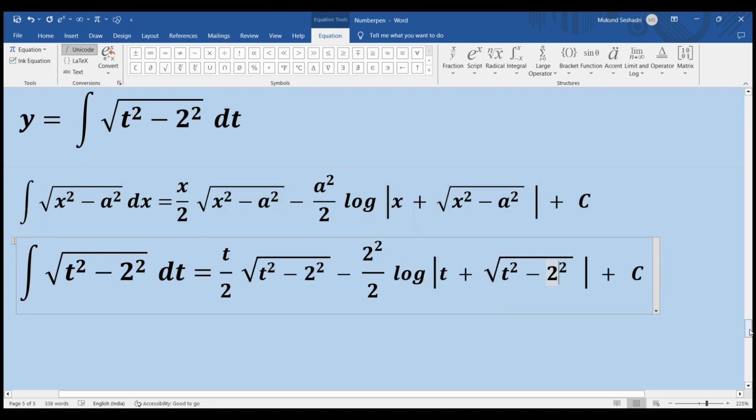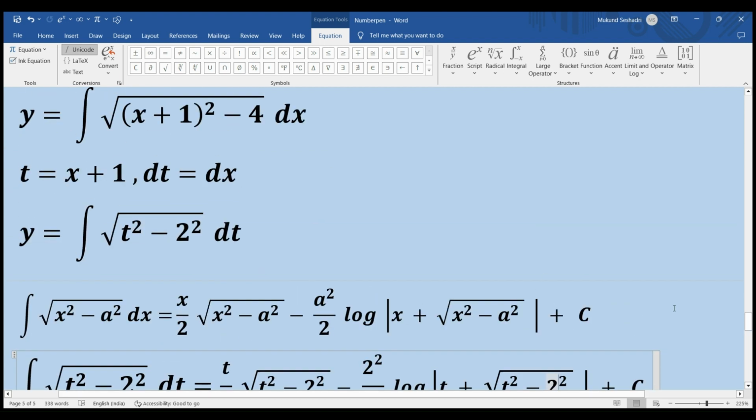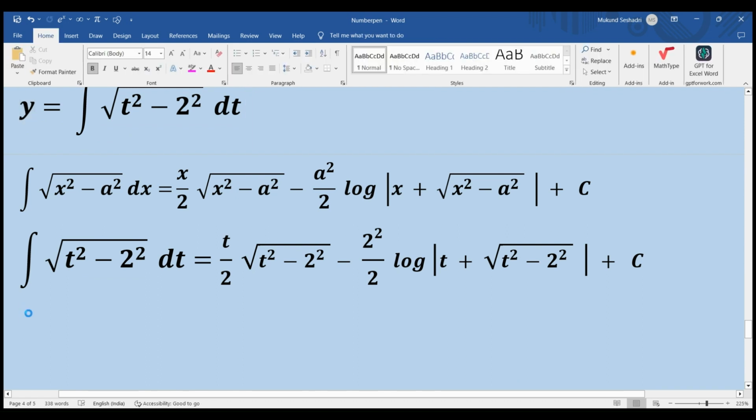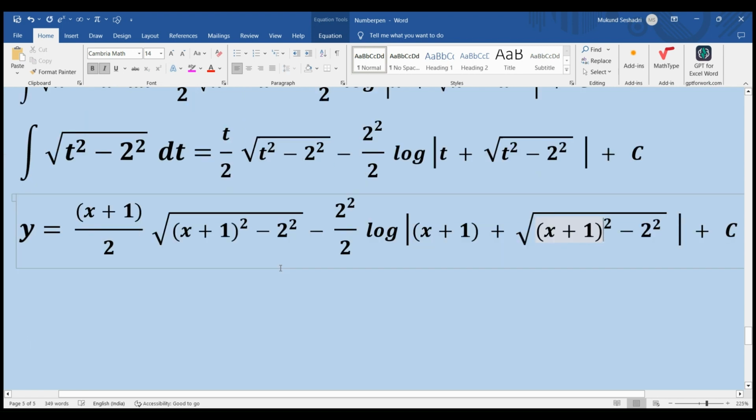So there we are. That's my y, but the answer is in terms of t. So I'll have to put back everything in terms of x, and I want to draw your attention to the substitution we made, t equals x plus 1, right? So all that I need to do to arrive at my final y is replace my t in the RHS out here with an x plus 1, right? So let's do that. So there we are, post replacement of t equals x plus 1, right?